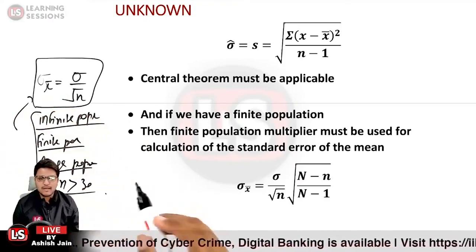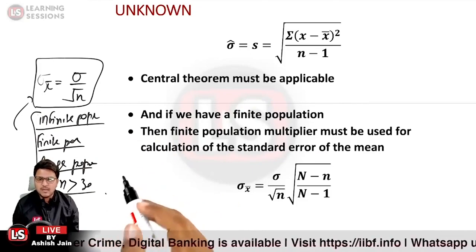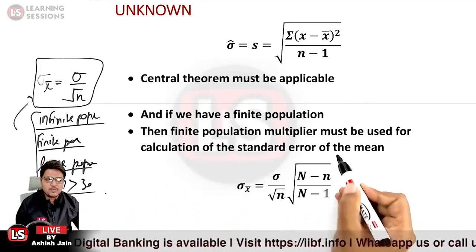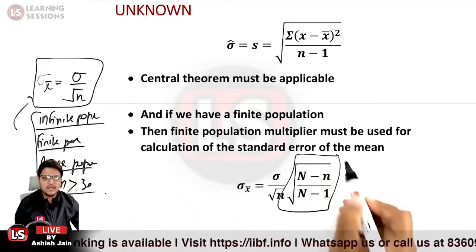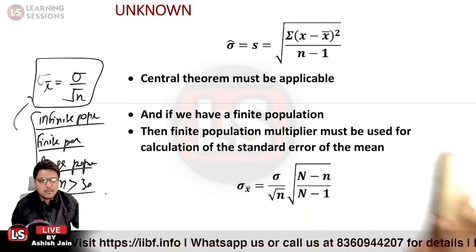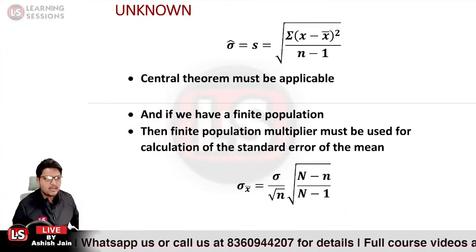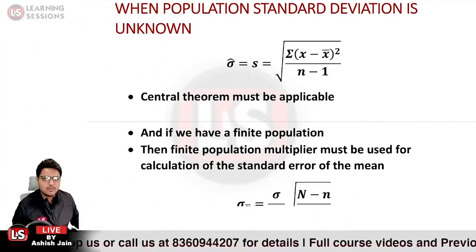And further, if it is a finite population and these criteria are not met, in that case, you will be multiplying it with the population multiplier, that is capital N minus n divided by capital N minus 1. Is that clear? Is that particular part clear over here? So that would be related to when the standard error of the population is not known.